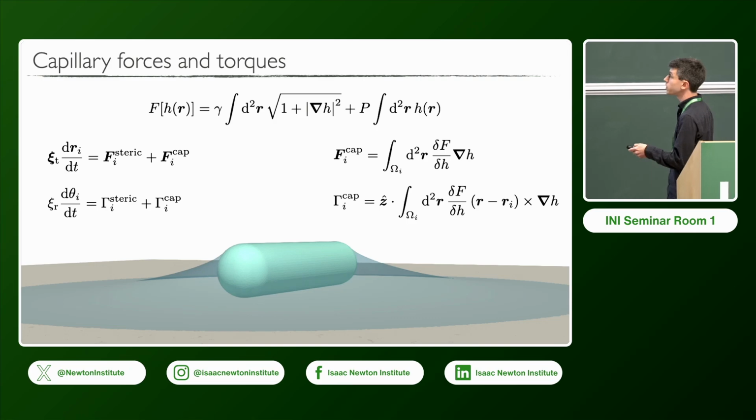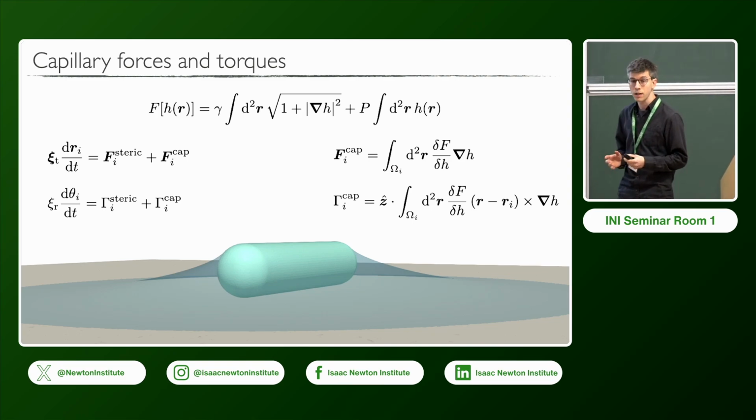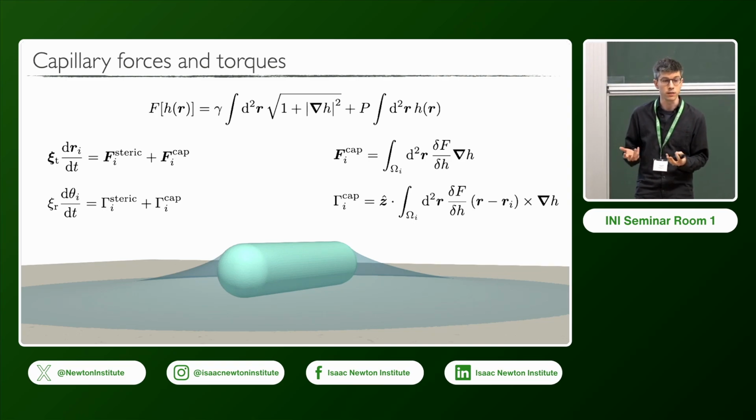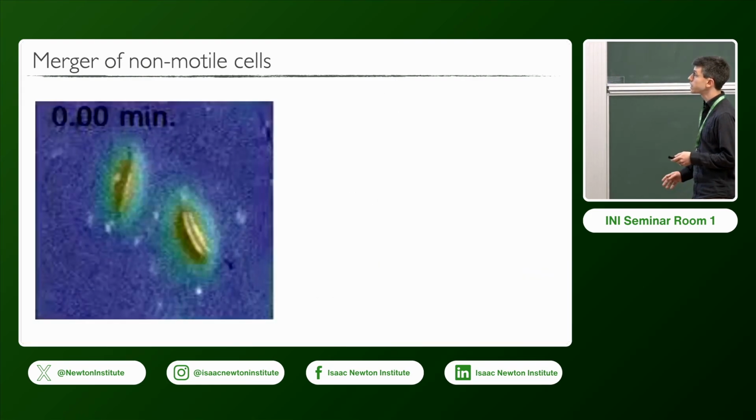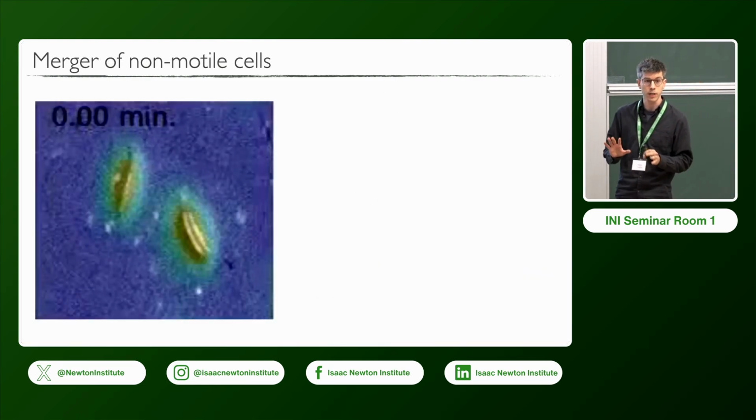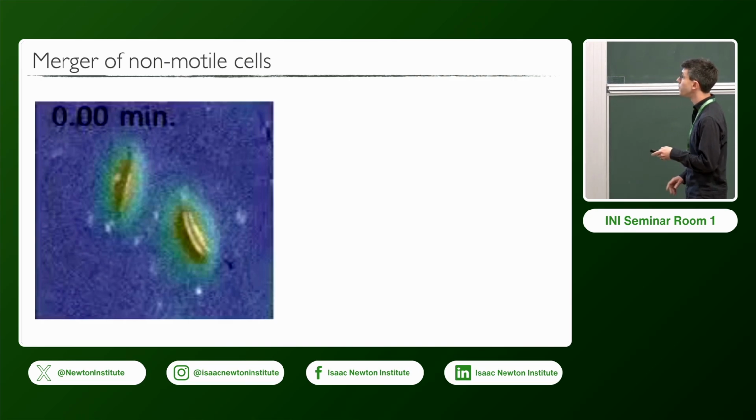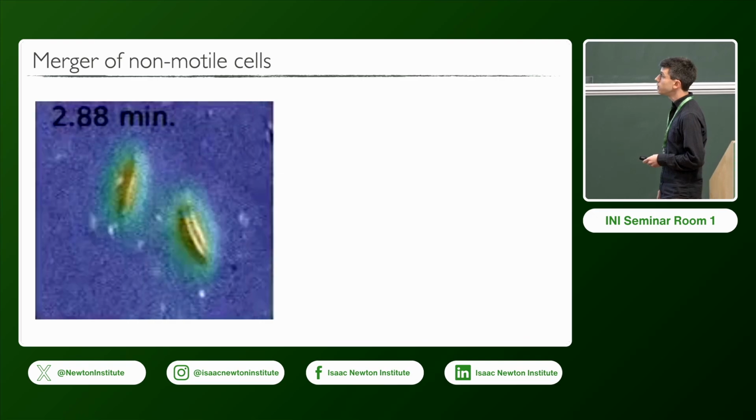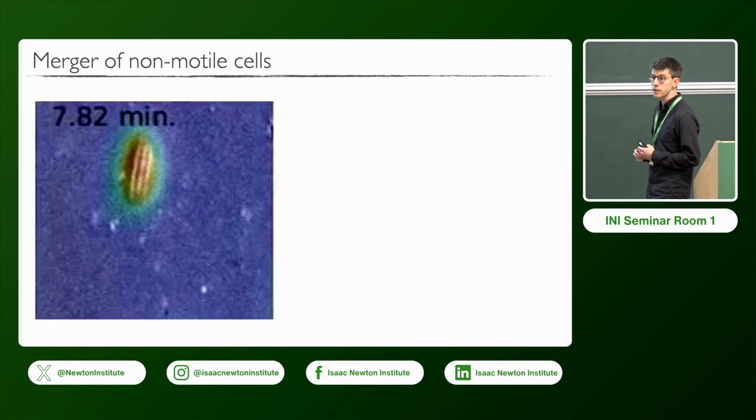And then we also have torques that tell us how the orientation of these rods changes, again, because of steric torques of interaction between bacteria, and because of capillary torques that, again, follow from some expression derived from this free energy. Okay? So now we can study capillary interactions between bacteria, and so that's what we did next. Here's an example in which we have non-motile bacteria, so these bacteria are completely non-moving, not self-propelling, and they just happen to be close together, and eventually fluctuations make the two menisci come together, and the bacteria attract each other.